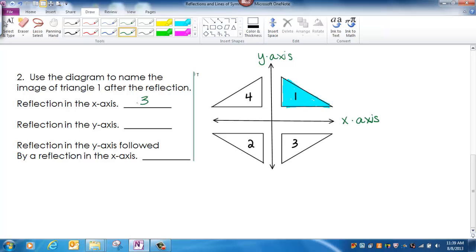Okay, second one, if we go back to the original triangle 1 and reflect that in the y-axis this time, that would leave us with triangle 4. Okay, and then lastly, we are going to do a reflection in the y-axis first. So go back to triangle 1 and reflect that in the y-axis, so that puts us at 4. And then follow that with a reflection in the x-axis, so then ultimately that is going to put us at triangle 2. Okay, that's it for today, guys. Good job.